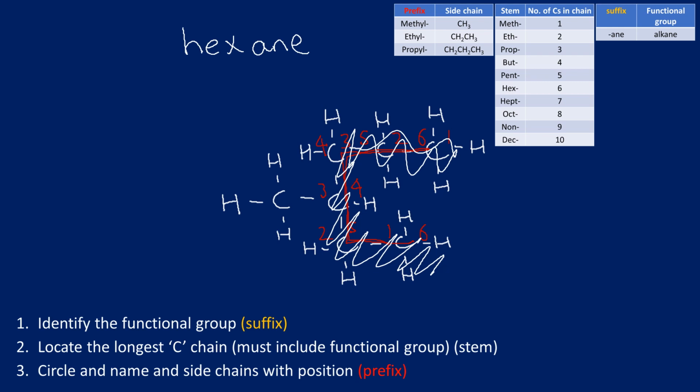Does it have a side chain? Yes, it does. This is a methyl side chain and it appears on either the 3 or the 4. I've got to go with the lowest number. So 3-methyl hexane.